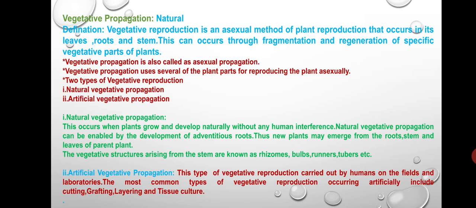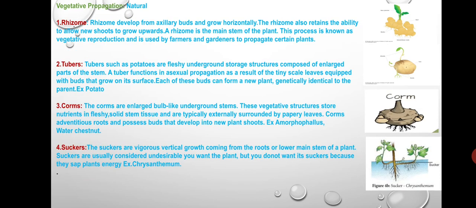Then we discuss artificial vegetative propagation. This type of vegetative reproduction is carried out by humans in the field and laboratories. The most common types of vegetative reproduction occurring artificially include cutting, grafting, layering, and tissue culture. First, we discuss vegetative propagation by natural methods.